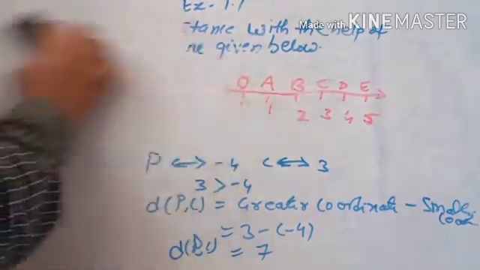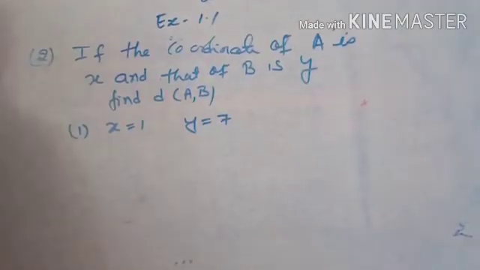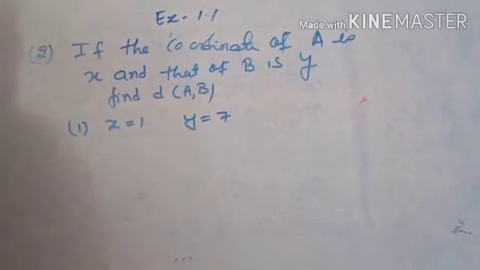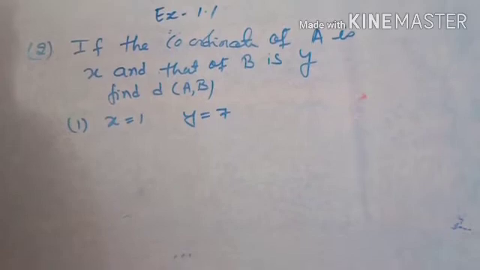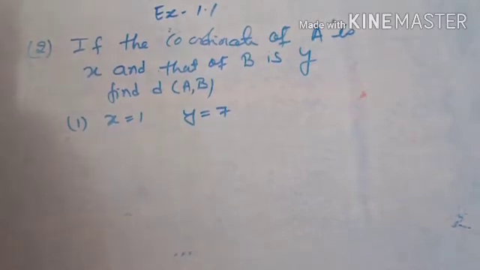Now we do question number 2 of this exercise. Students, the second question is: if the coordinate of A is x and that of B is y, find distance AB. They give the coordinate of x is equal to 1 and the coordinate of y is equal to 7. We solve this sum directly.